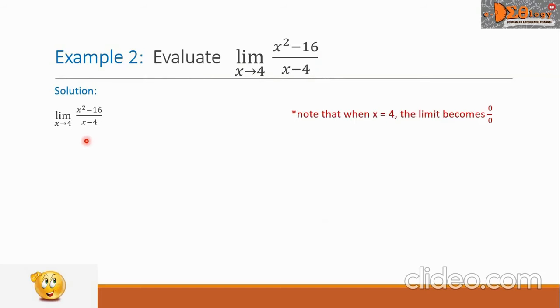Take note that when we substitute the value 4 to the x here, we will get an answer, and that is 0 over 0. And we call this an indeterminate form. So, we're going to simplify this again by factoring, and afterwards, we will look for possible cancellation.